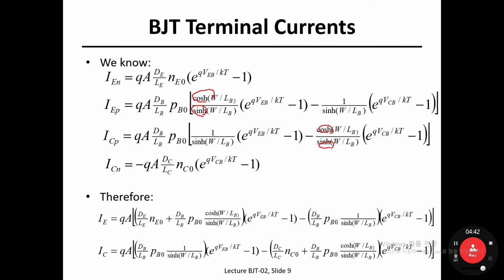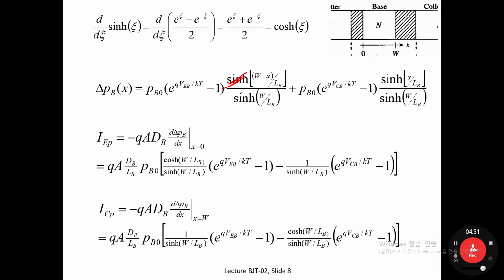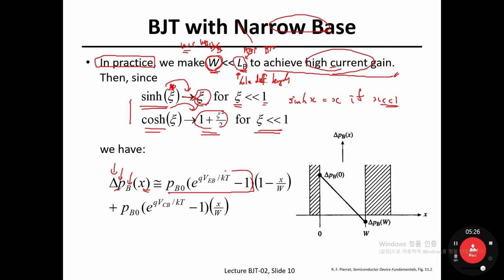All right, then let's go back to here. Now the hyperbolic sine has gone. Take a look at here: L sub B is common, so you can cancel out, and W is here and W minus x. So if I write it down, W minus x over W is 1 minus x over W. Please remember this. Instead of this complicated hyperbolic sine, just ignore it and plug in 1 minus x over W. So this term times 1 minus x over W. When W is much shorter than L sub B and this condition has been well satisfied, then the complicated equation for delta P sub B can become very simple.